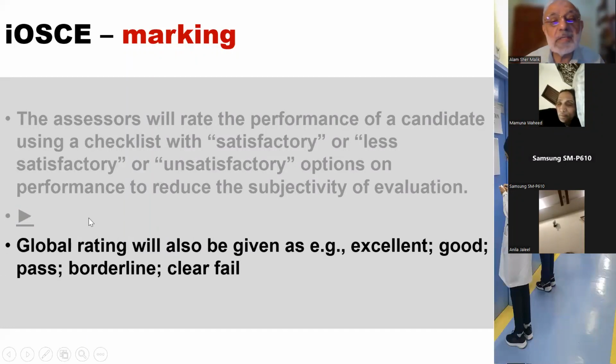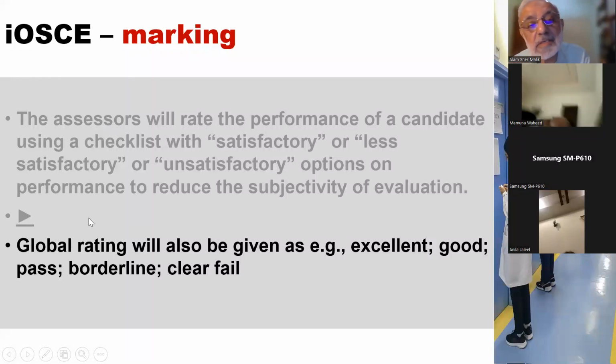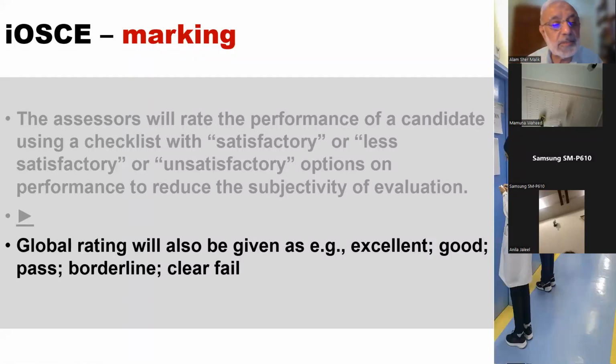Apart from these satisfactory, less satisfactory, and unsatisfactory options, the global rating is also used, which is to give an overall assessment by the examiner using different categories, maybe excellent, good, pass, or borderline, or clear pass.